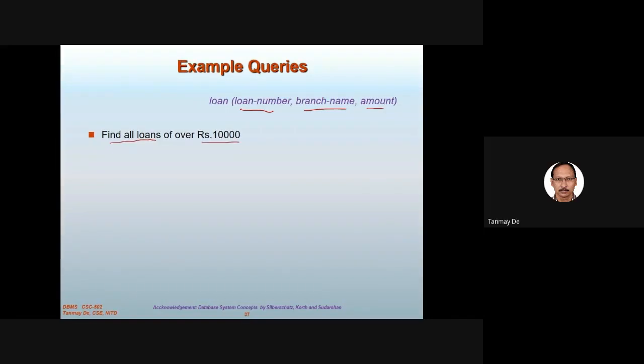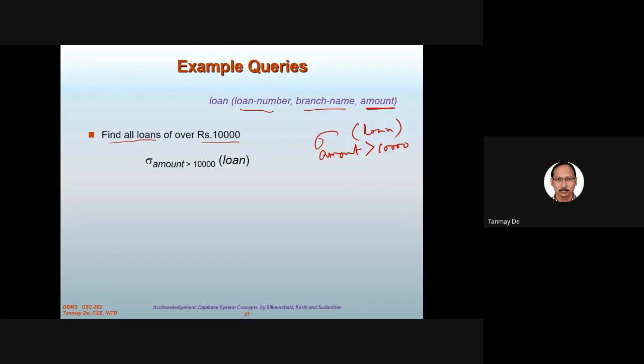For that, which operation needs to be performed? We can perform the select operation. What is the condition here? The condition is amount greater than 10,000, and the relation name is loan. This is the desired query.